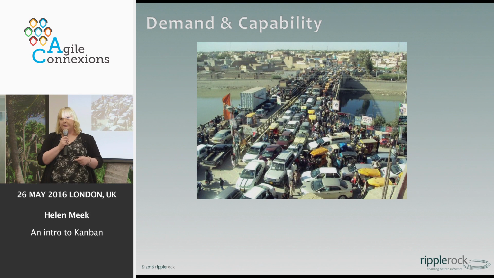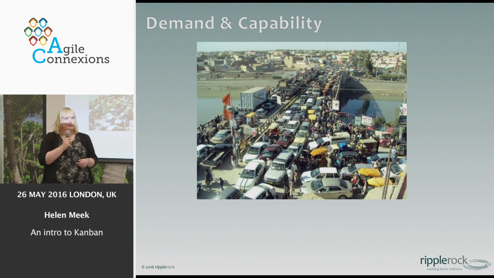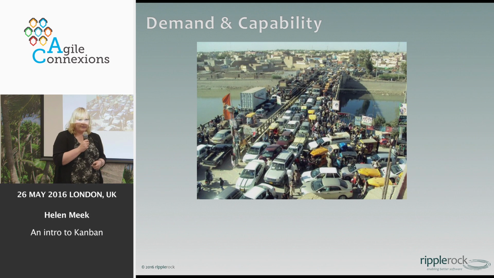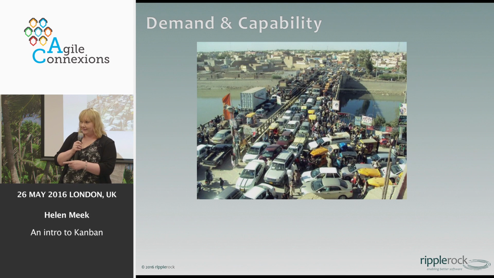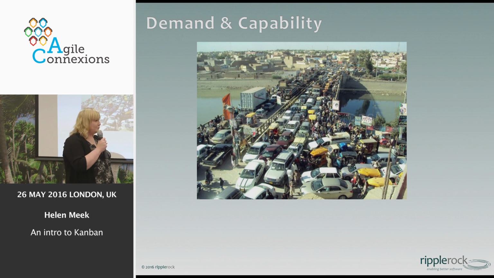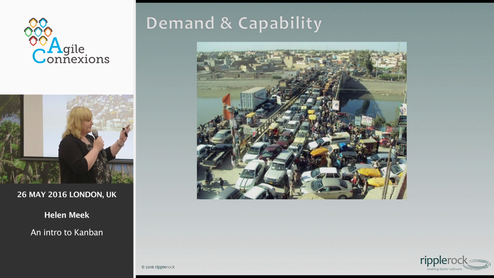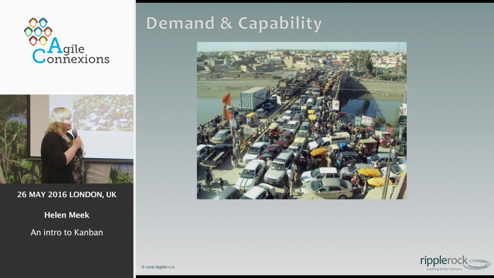Okay? So what is Kanban? What do we see going on in this road? What's happening? Tell me. Chaos, weekenders going home. Too many people trying to get through at once. There's way too much capacity or demand on this system, and it exceeds the capacity that it's got on there. So if this was a British road, what would we do?